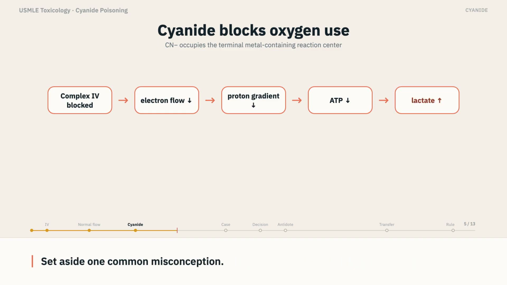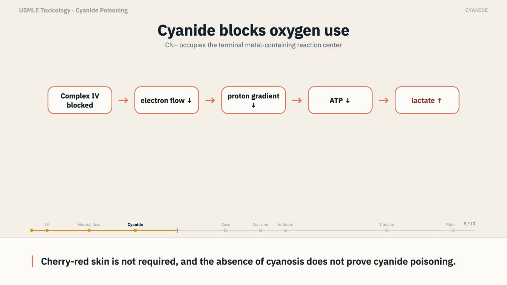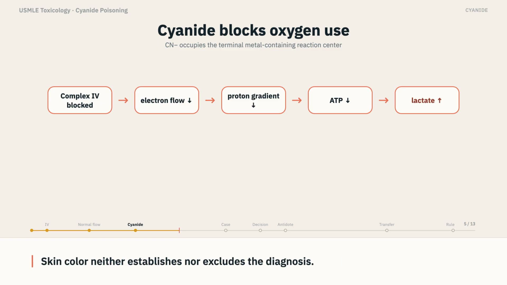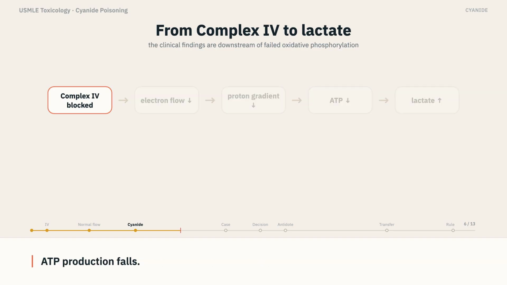Set aside one common misconception. Cherry red skin is not required, and the absence of cyanosis does not prove cyanide poisoning. Skin color neither establishes nor excludes the diagnosis. The useful evidence is mechanistic and metabolic. ATP production falls. Now, who feels that first?